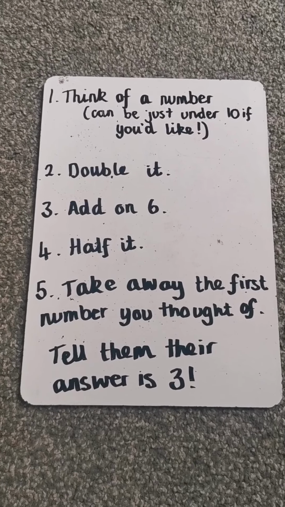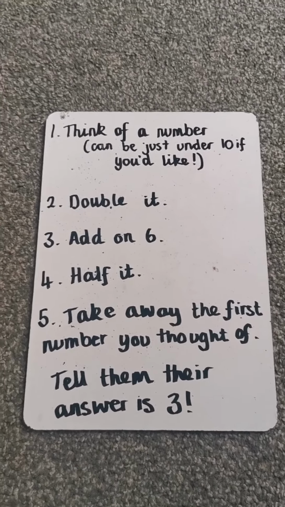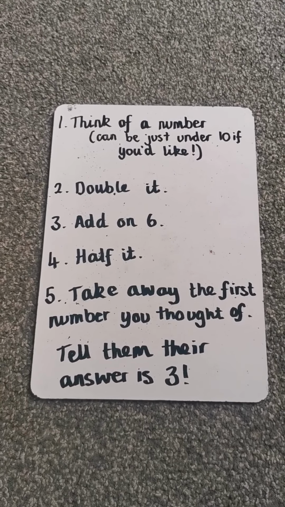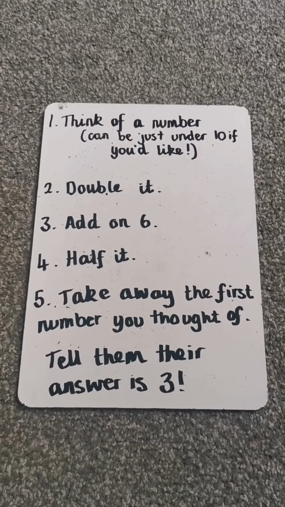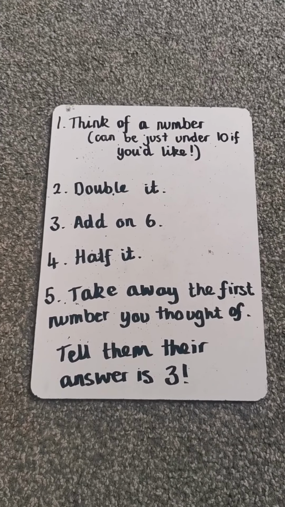Okay, so this is the first magic trick. So you need to find an adult or a friend or a sibling and tell them to think of a number. If you want, you can say think of a number just under 10, if that helps you to work the calculations out a little bit easier. I'm going to show you both ways, so a number that's under 10 and a number that's over 10.